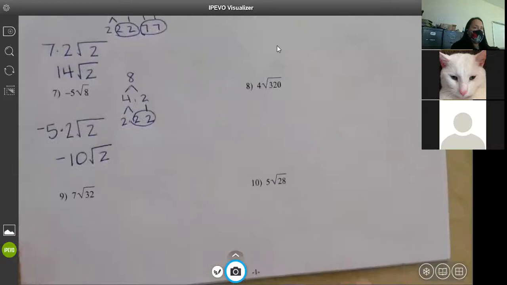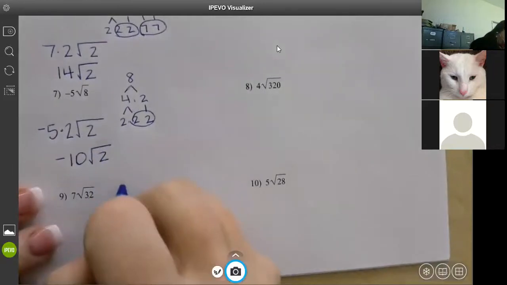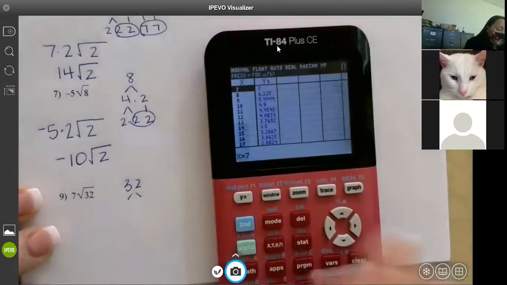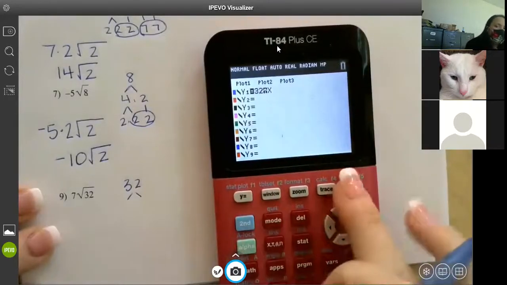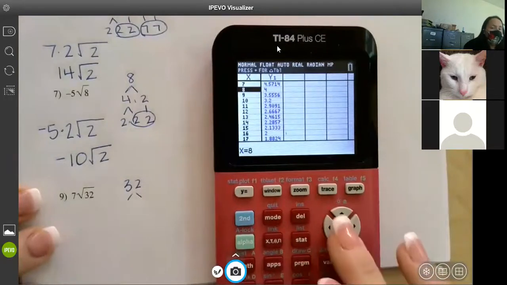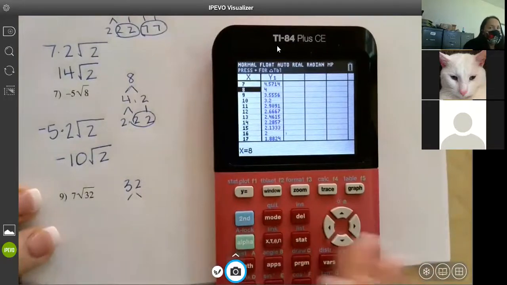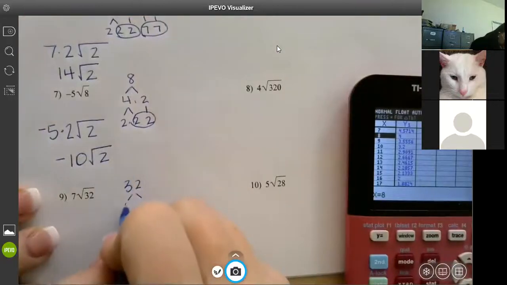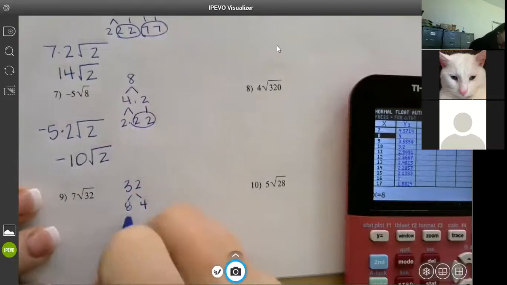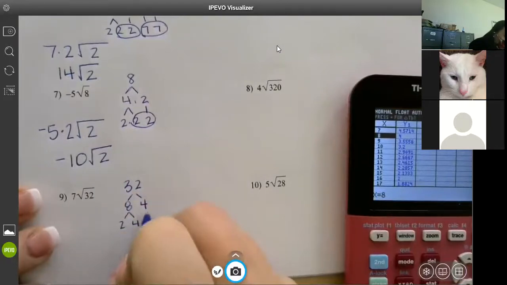All right, look at number 9. We're going to break down 32. What are your factors of 32? If you don't know them, put them in your calculator. There's a good factor, 8 and 4, 16 and 2 there at the bottom. It doesn't matter which one you use. We have 8 and 4. What are your factors of 8? 2 and 4. And bring down that 4.